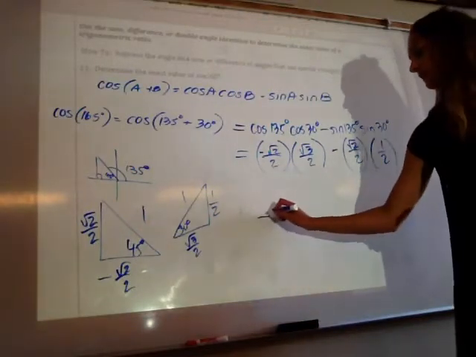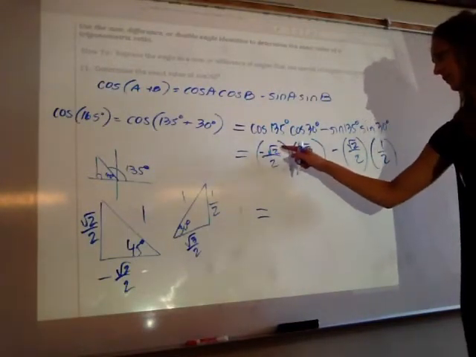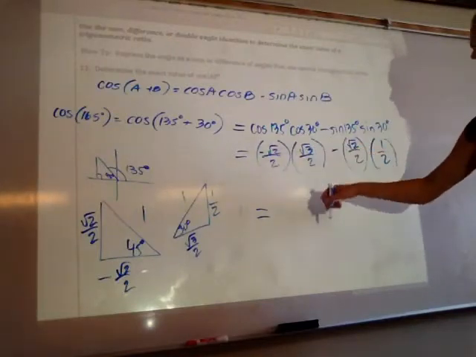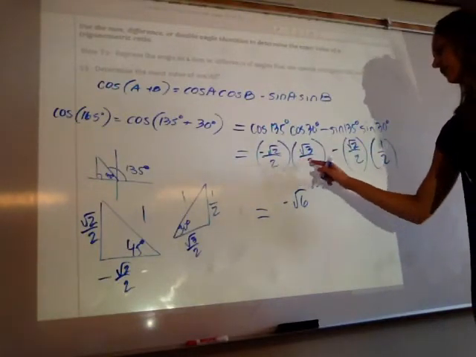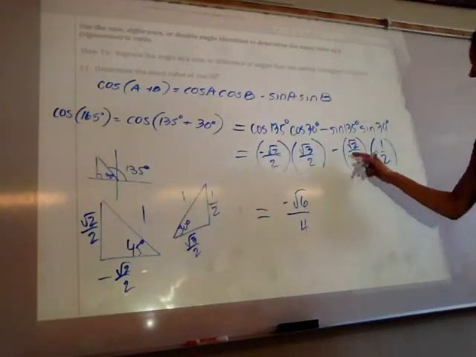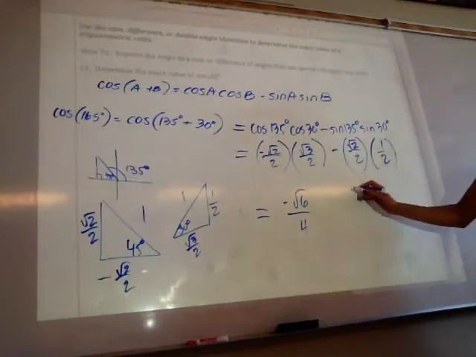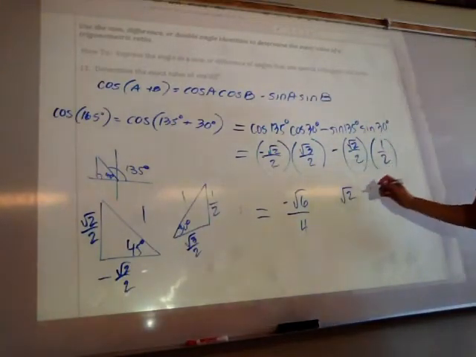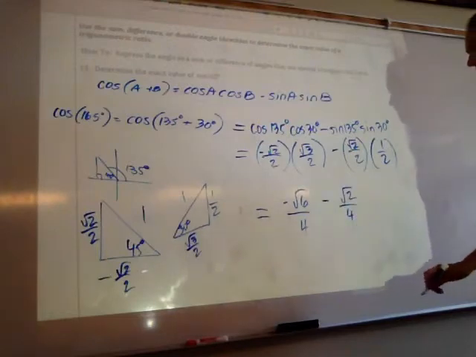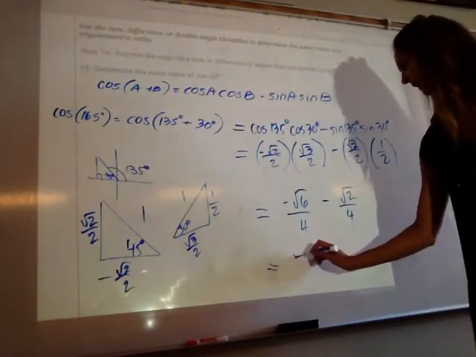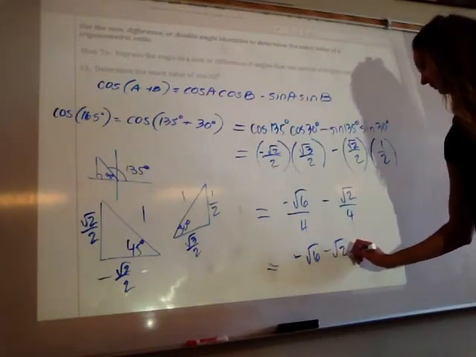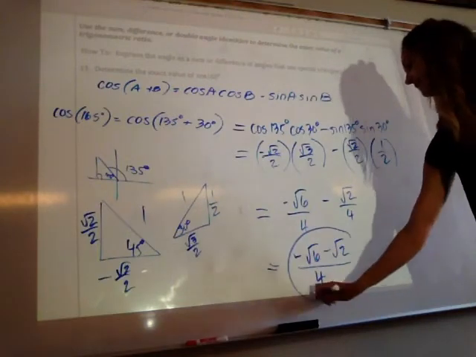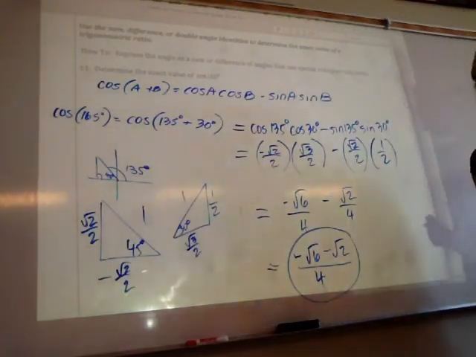We just have to put these all together. So root 2 times root 3, negative root 6. 2 times 2 is 4. Okay, root 2 times 1, root 2. 2 times 2 is 4, and we're subtracting. So simplify that, and we get negative root 6 minus root 2 all over 4. That is the exact value of cosine 165.